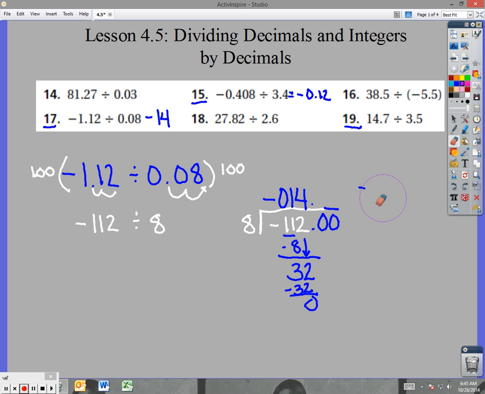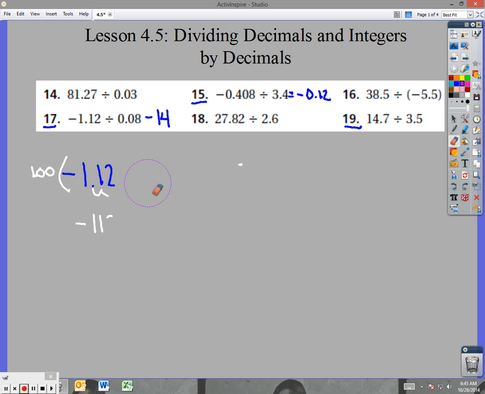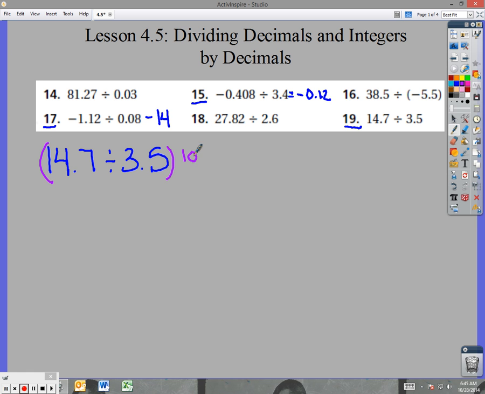And let's look at one last one here. It is 14 and 7/10 divided by 3 and 5/10. First thing I notice, I have tenths, 5/10 in the divisor. I want to get rid of the tenths, so to get rid of the tenths I multiply by 10. So I multiply everything in this division problem by 10, which simply moves the decimal place one place to the right, making it 10 times larger.